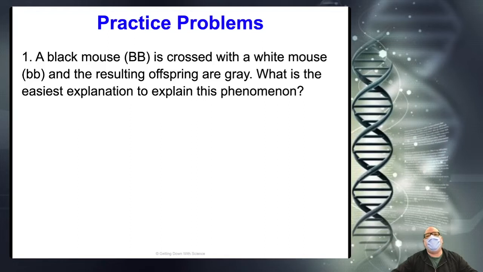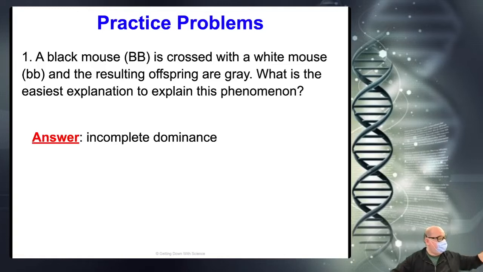You've got a black mouse, big B, with a white mouse, little b, and the result is gray. What is this? Is this codominance or incomplete? That is incomplete. You are right, because it's a mix.